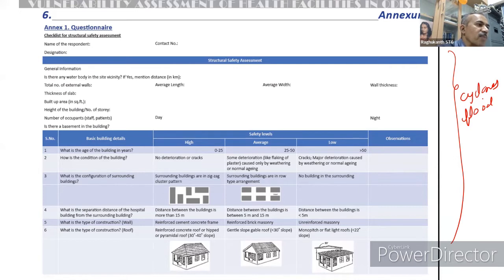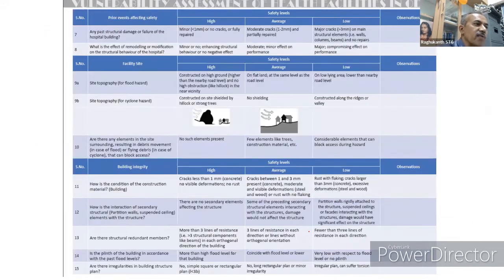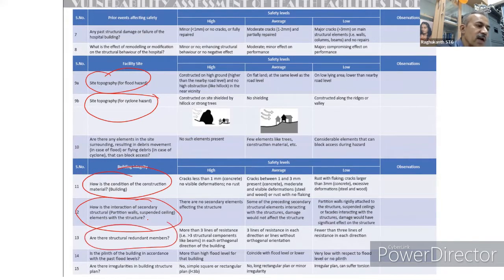For example, how many external walls are there, thickness of the slab and height. Then building details: what's the age of the building, condition of the building, configuration, because it depends. If it's zigzag, for wind it is very good. Then what is the separation distance of the hospital from the surrounding buildings, what type of construction, the roof. With this type of roof, the safety level will be low, average or high. Any past structural damage, site topography, where it has been located, the cyclone hazard, debris movement, building integrity, condition of the construction material, secondary structural and redundant members, and the plinth.